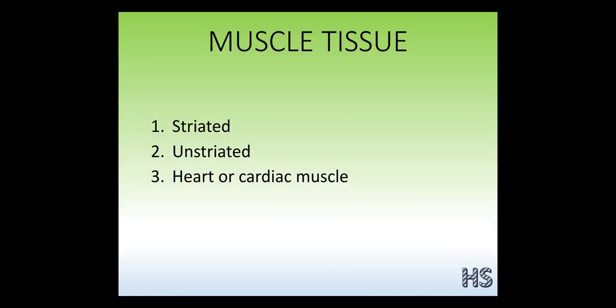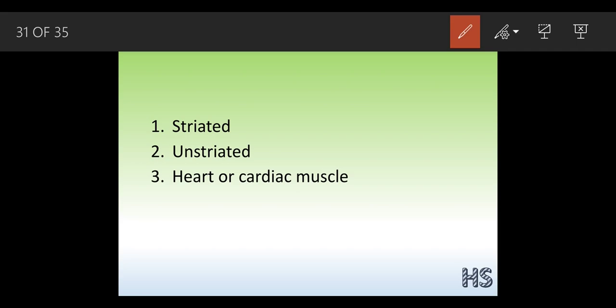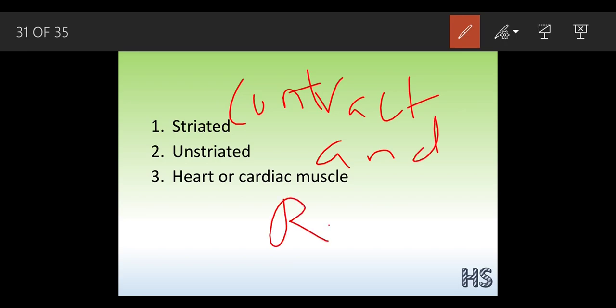Now we are going to move to the next type of tissue, that is the muscle tissues. The first interesting fact we will know: it forms the muscles of our body. The function of these muscles, first we should understand, is contraction and relaxation. The function of our muscles is to get contracted and to get relaxed.